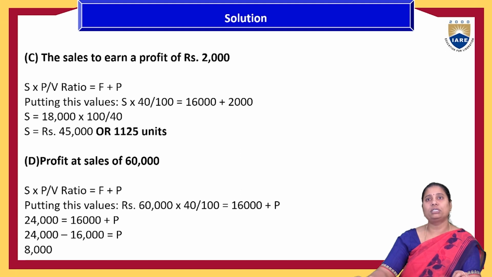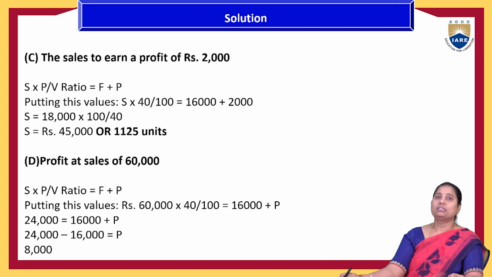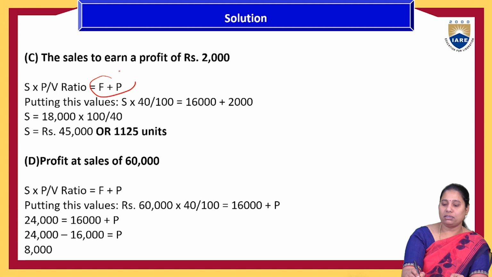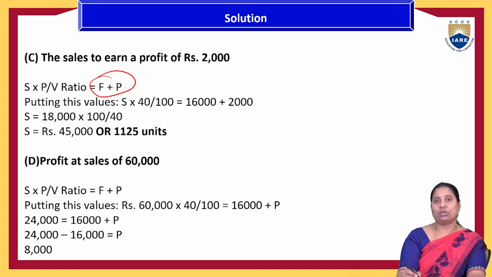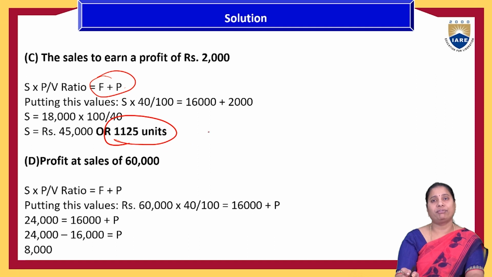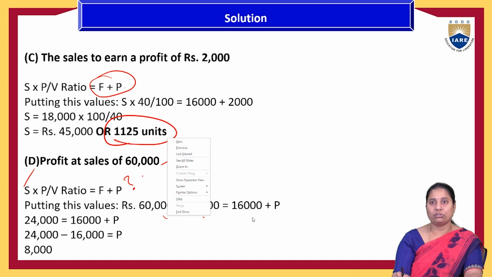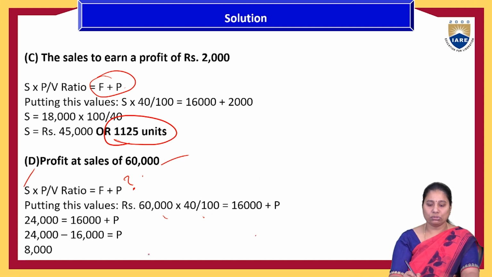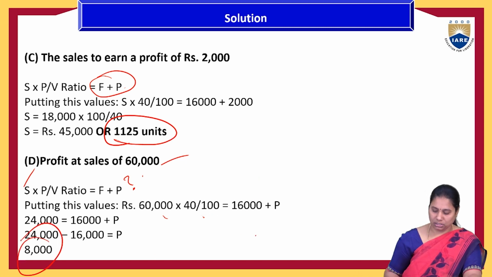The sales to earn a profit of 2,000 means, for the same formula we have added profit to this fixed cost. It has increased to 125 units, that is 1,125 units. And profit at a sales of 60,000 means here they have given this sales value, profit we have to calculate. So 60,000 into 40% P/V ratio is equal to 16,000, so that the profit is 8,000.